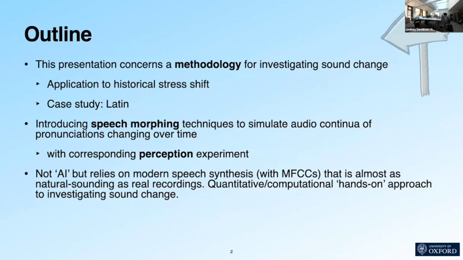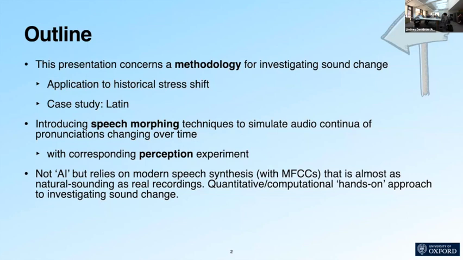My study rests very much on a perception experiment, but the files that I needed to run that perception experiment were synthesized using this technique. So this is a now frequent disclaimer. It's not really AI, but it does rely on modern speech synthesis. I think we can say that's a kind of AI, perhaps. It's using Mel frequency cepstral coefficients to generate really natural sounding speech. I hope you will agree when you hear the samples that it's as natural sounding as a real recording.